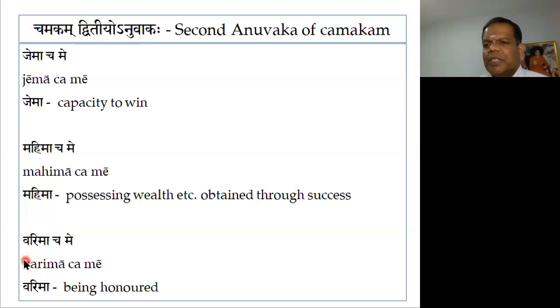We look at the next mantra. Bhamaschame.